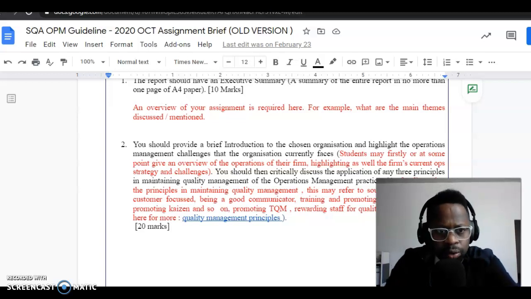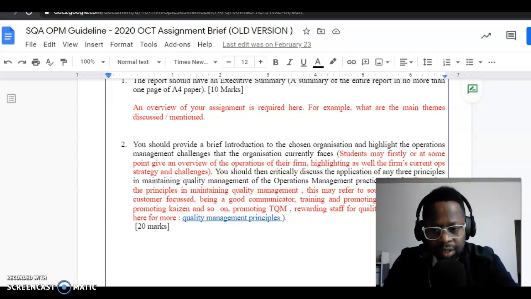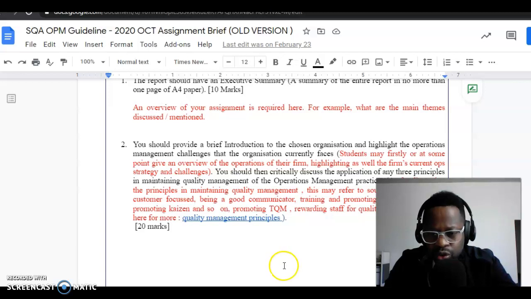Today we share a quick overview of the SQA OPM Guideline, the old version, and we're going to do a quick video on task 1 and task 2.